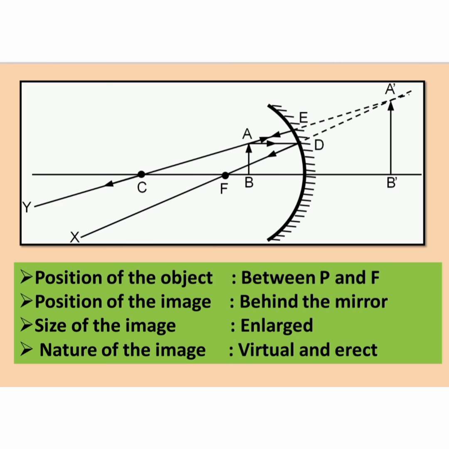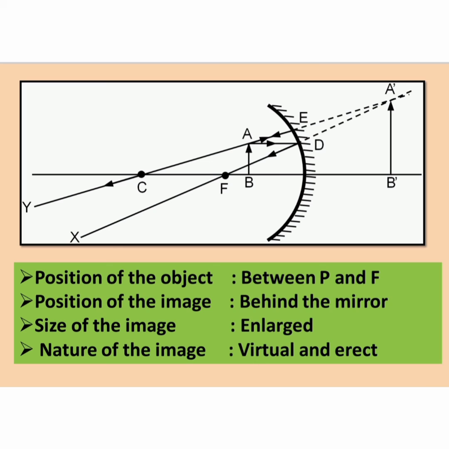So here we can say that while the object is placed between P and F, and the position of the image is behind the mirror, the nature of the image will be virtual and erect, as the image cannot be obtained on the screen as it is behind the mirror. And the size of the image is enlarged or magnified. It is not highly enlarged. We can say it is somewhat increased, not more increased. So it is enlarged or magnified.